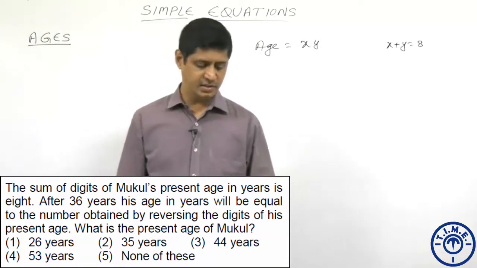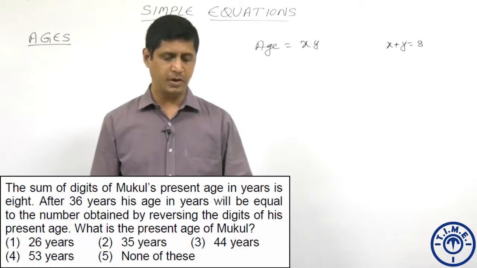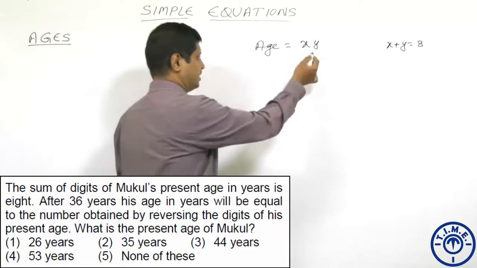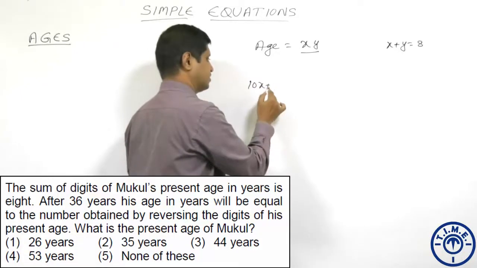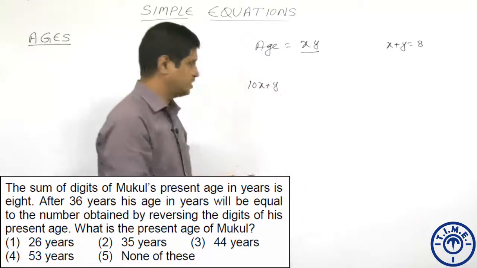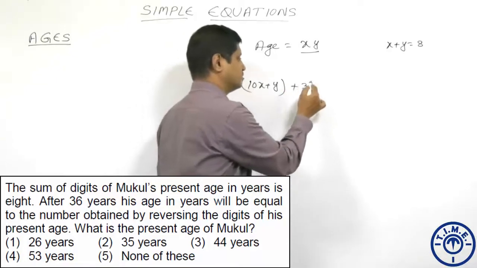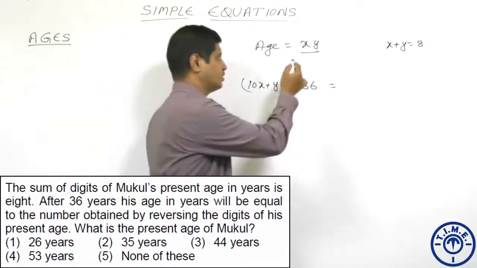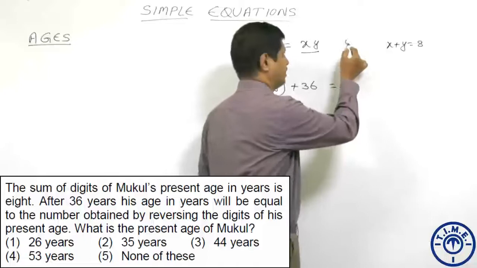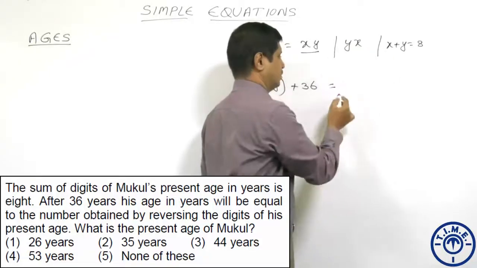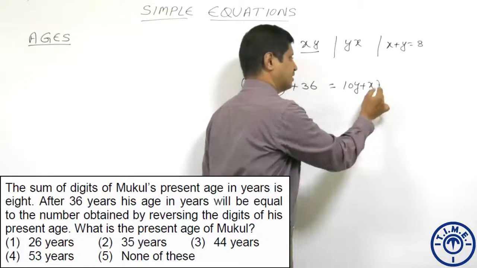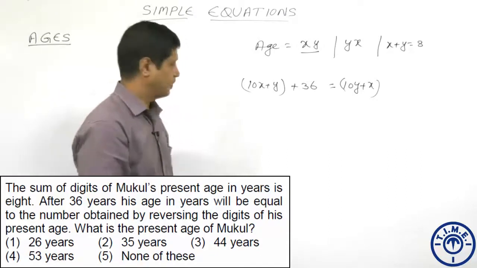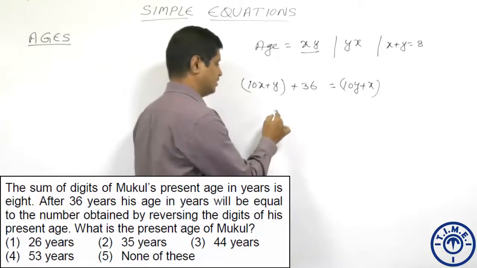After 36 years, his age will be equal to the number obtained by reversing the digits of his present age. The present age is xy, which means 10x plus y. After 36 years, when you add 36 to this number, the resultant value is the reverse of xy. What is the reverse of xy? It is yx, which means 10y plus x. Solving this gives the x and y values. Now, take variables on one side, numbers on the other side. Now, what is the result?